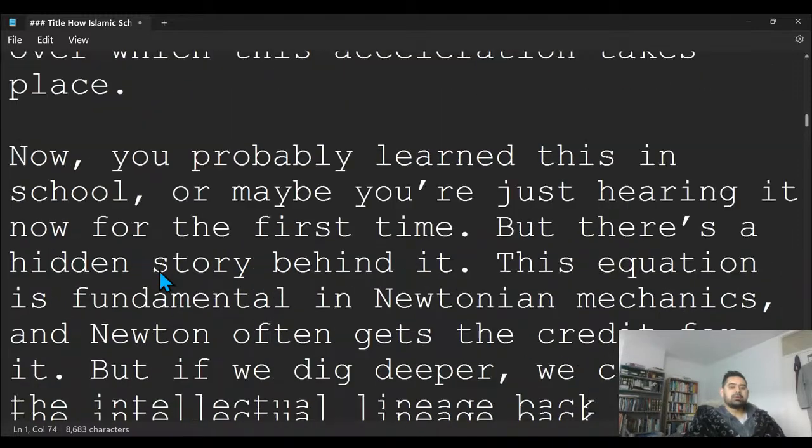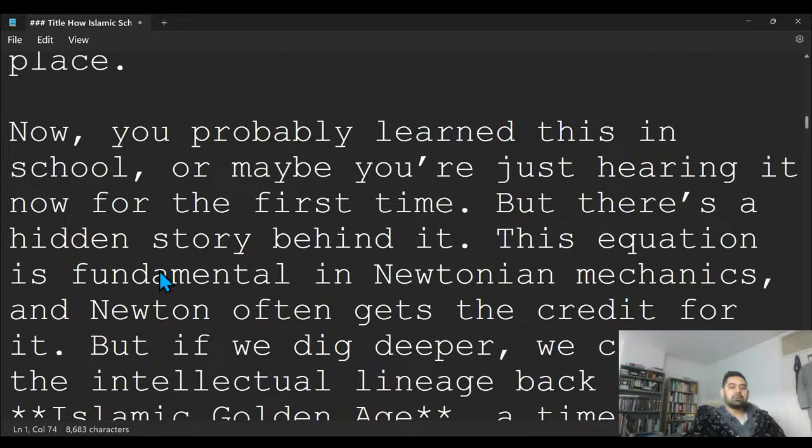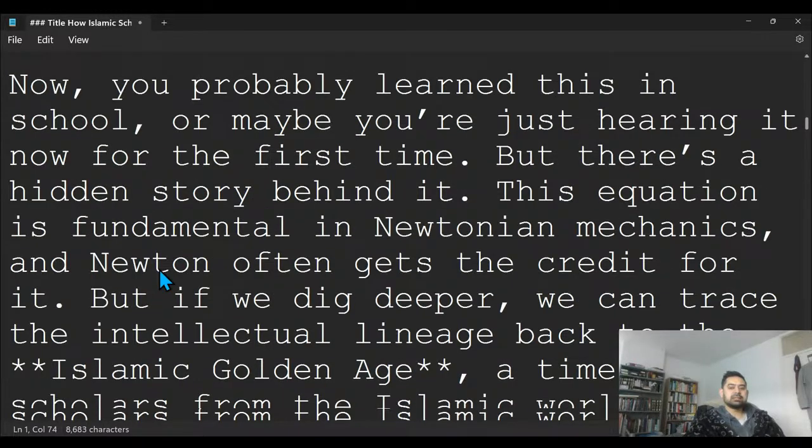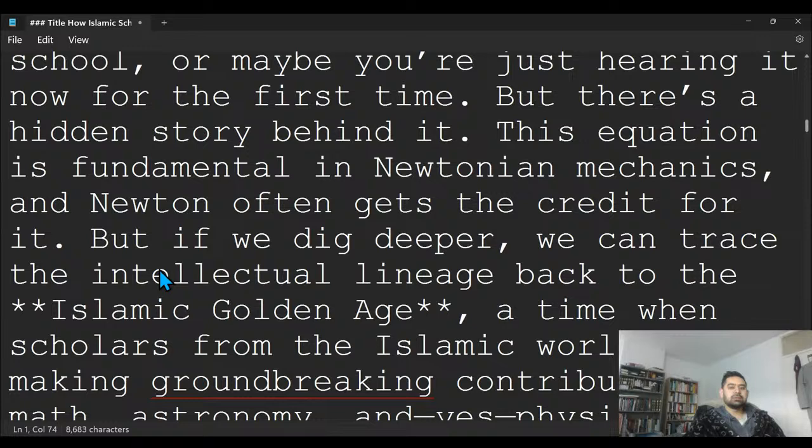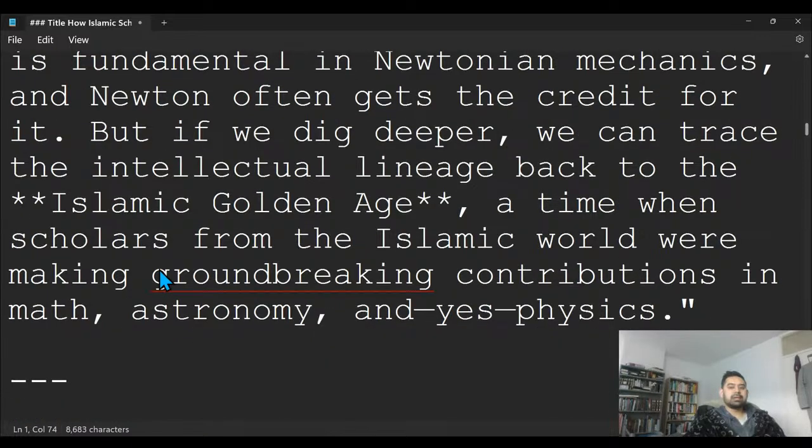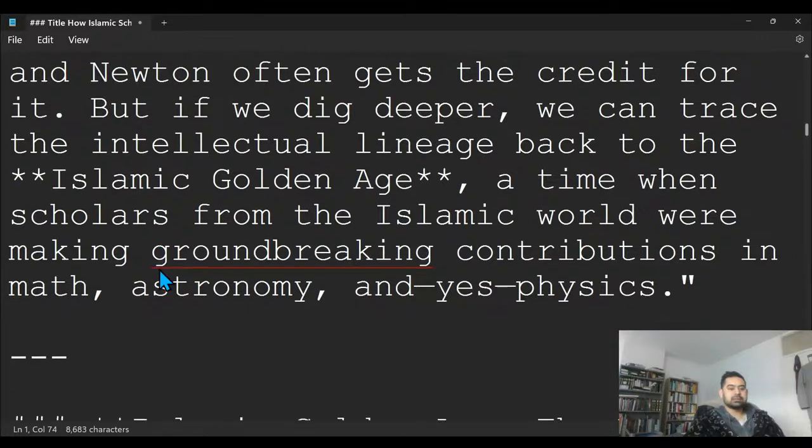Now, you probably learned this in school, or maybe you're just hearing it now for the first time, but there's a hidden story behind it. This equation is fundamental in Newtonian mechanics, and Newton often gets the credit for it. But if we dig deeper, we can trace the intellectual lineage back to the Islamic Golden Age, a time when scholars from the Islamic world were making groundbreaking contributions in math, astronomy, and yes, physics.